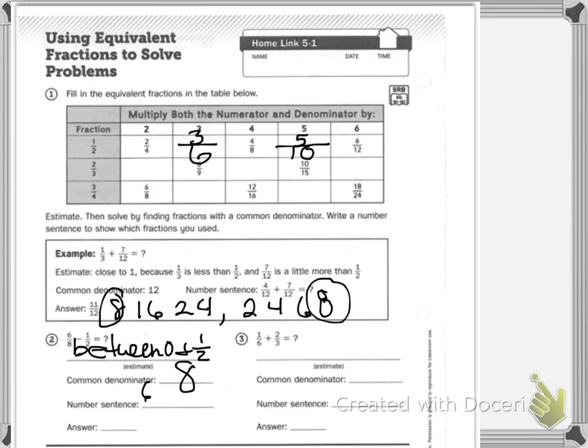Now my number sentence. I can leave 6/8 alone. It has the common denominator. I cannot keep 1/2. So, let's see. 1, 2, 3, 4 to get to 8. So if I multiply, I have to multiply by 4. So 1 times 4 is 4, and then 2 times 4 is 8, equals question mark. My answer, 6 minus 4 is 2 over 8. 2/8, and you can always reduce it down to 1/4.